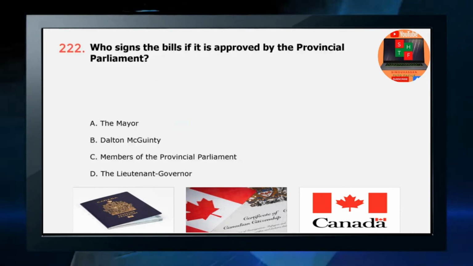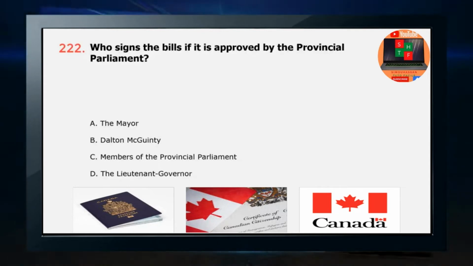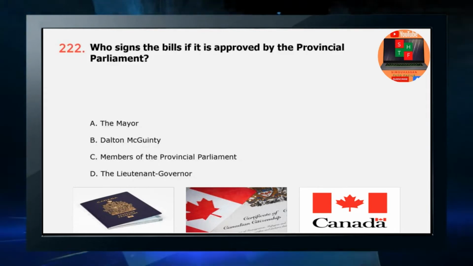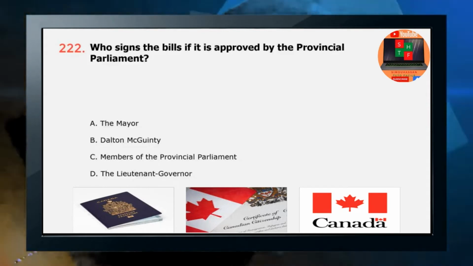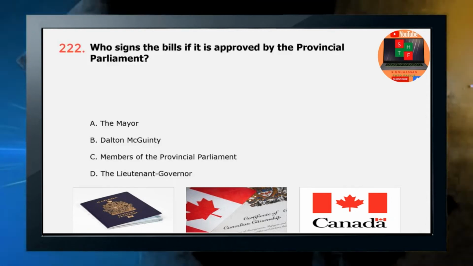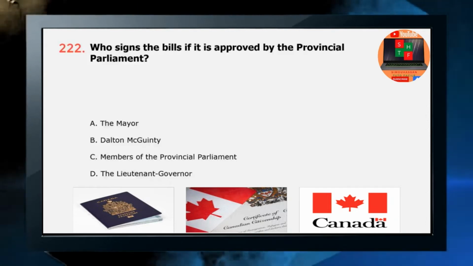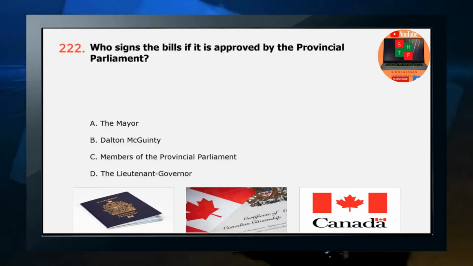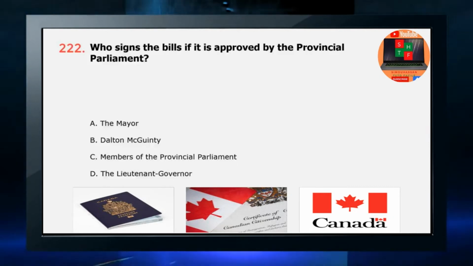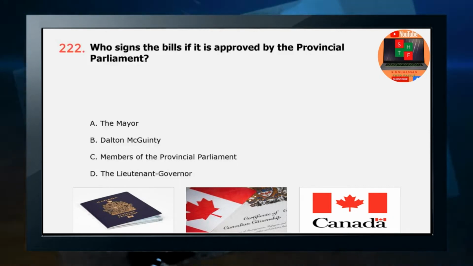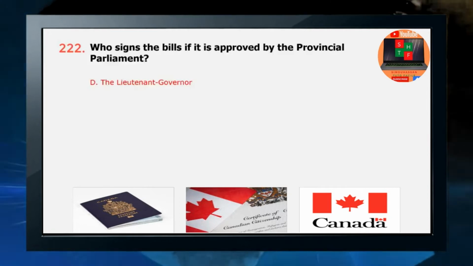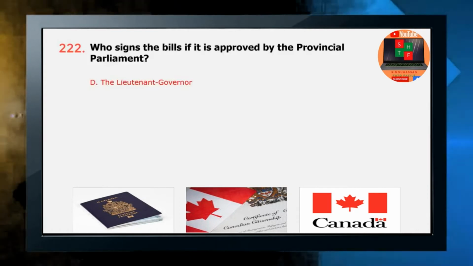Question 222. Who signs the bills if it is approved by the provincial parliament? A. The mayor. B. Dalton McGuinty. C. Members of the provincial parliament. D. The lieutenant governor. The answer is D. The lieutenant governor.